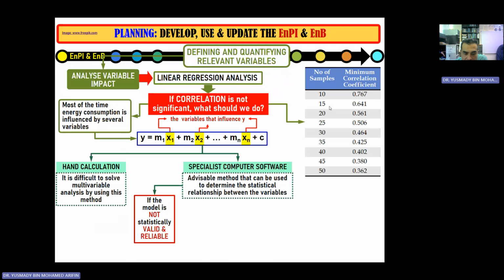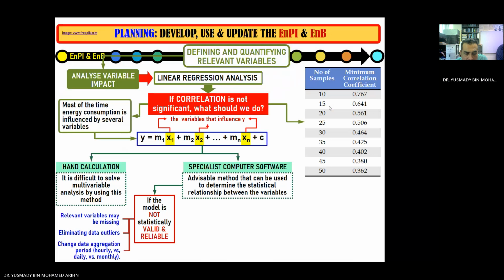If the model is not statistically valid and reliable, there are a few reasons. Maybe a relevant variable is missing. We may need to eliminate data outliers. We may also need to change the data aggregation period, for example, hourly versus daily versus monthly.